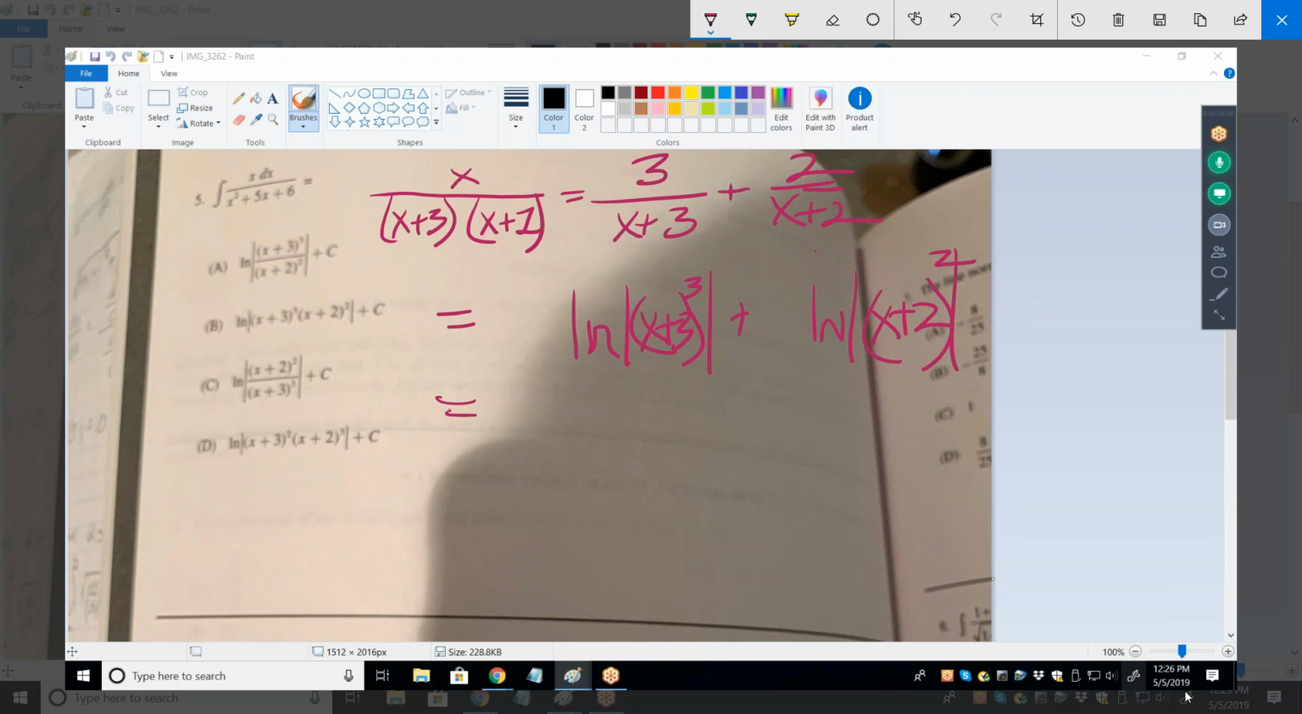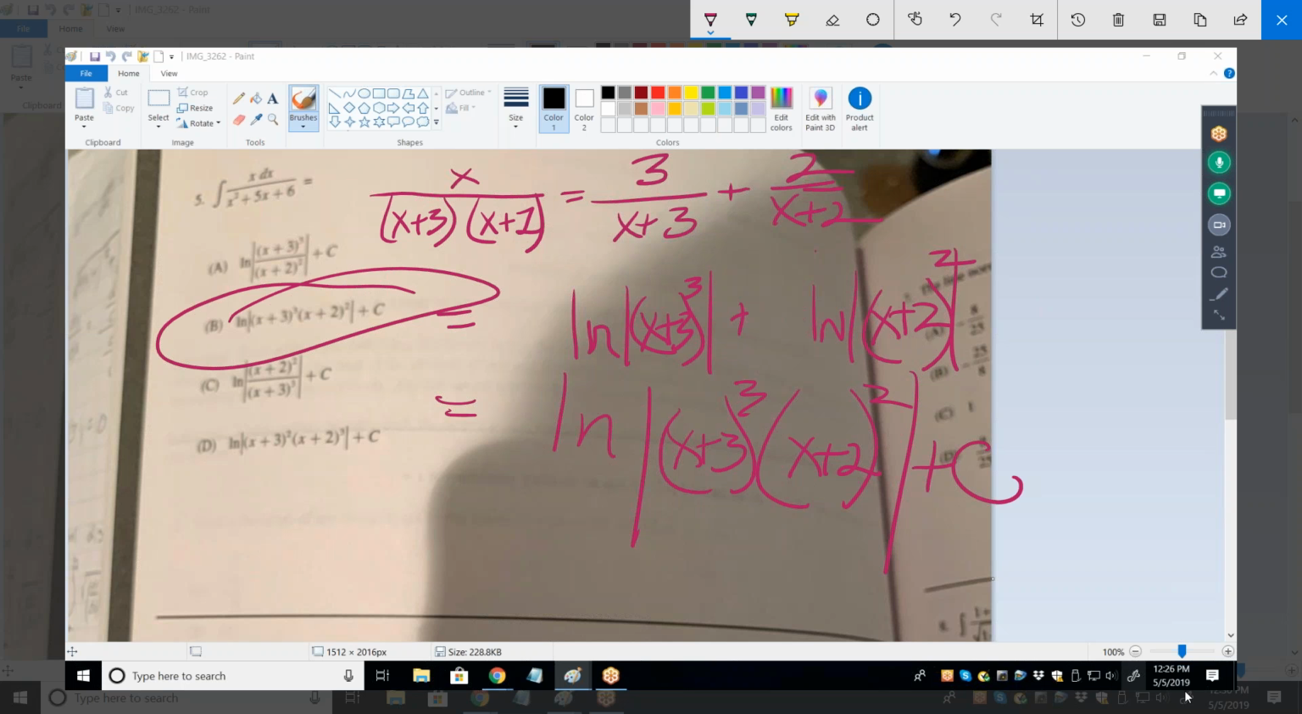Yeah. Okay, now combine the two log functions, because none of these answers have 2 logs. They all have 1 log. Right, so then it's ln of x plus 3 cubed times x plus 2 squared, plus c. Which looks like that right there. Yeah. All right.